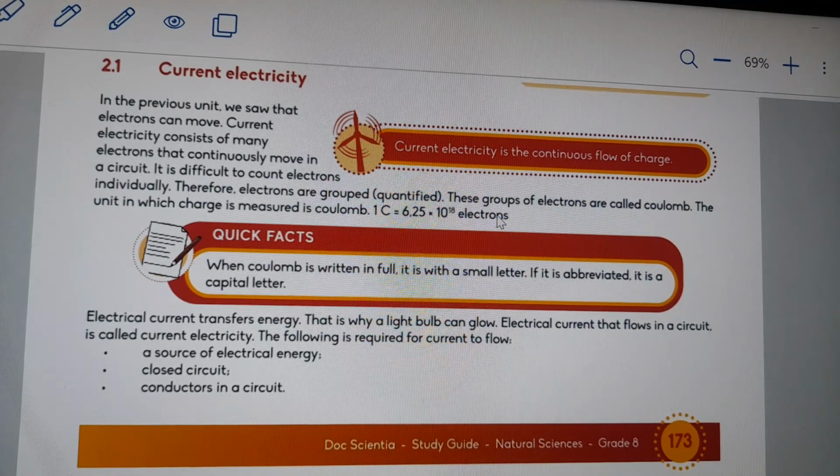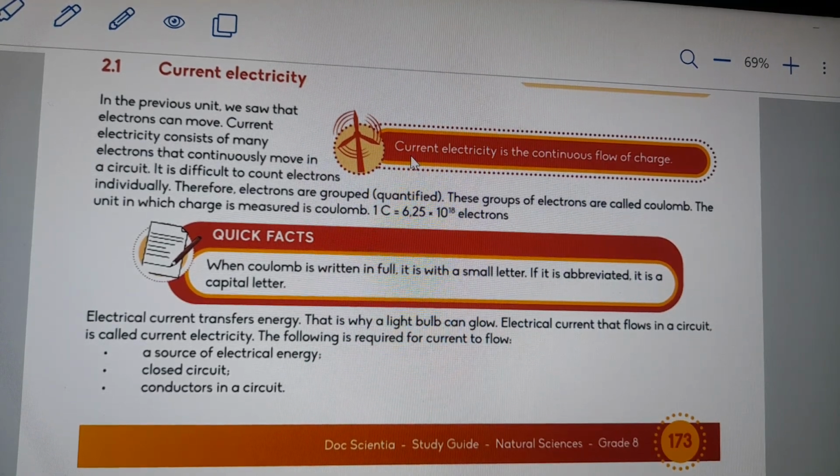That is a lot of electrons. It's about a million. It's 10 to the power 6. I don't even know, but it's a very big number. So 1 coulomb has got 6.25 times 10 to the power 18 electrons.